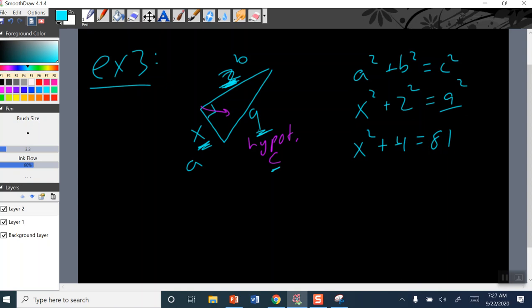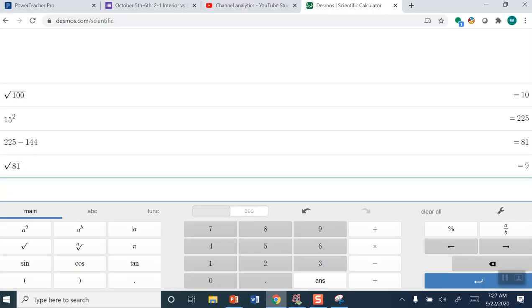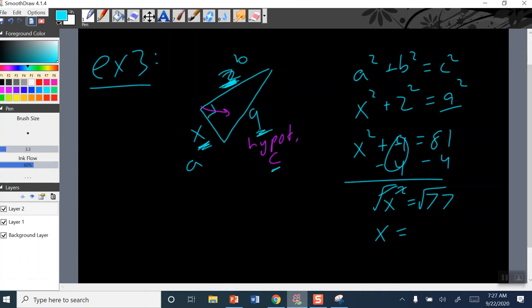Now how are we going to get x squared by itself? Well, we just do simple algebra. We get rid of our addition by using subtraction. Now I have x squared is equal to 81 minus 4, or aka 77. And how do I get rid of that square? Well, I take the square root. Remember, square and square root, they're opposites. And here, you're going to get a trickier answer. If I type in the square root of 77, I will get 8.77 and then a bunch of other decimals. Let's just round it to 8.77.